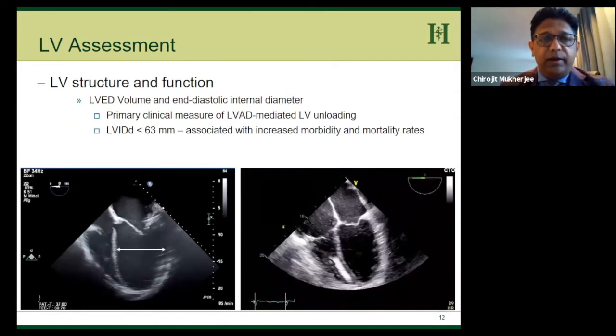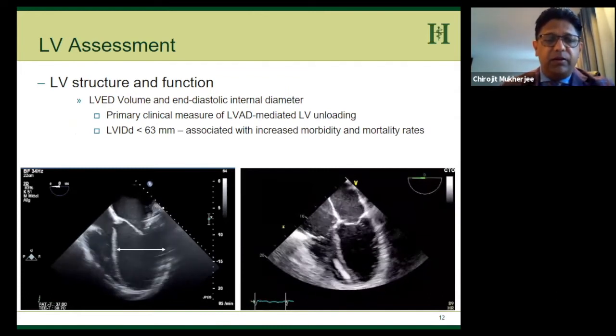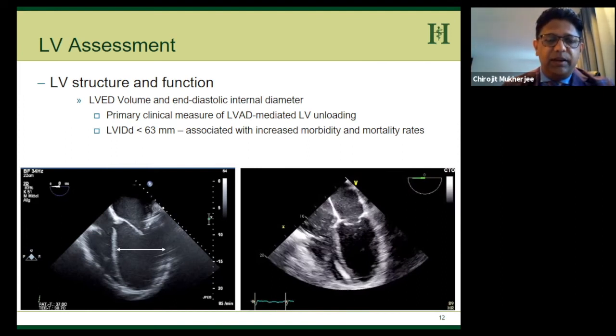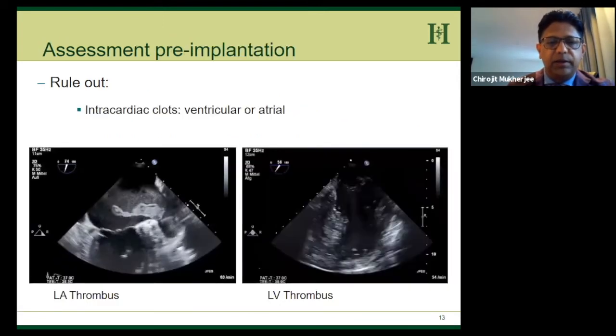If you go by the LV assessment, the cutoff is the left ventricular diastolic diameter. You have to measure the internal diameter in end diastole, and if it is less than 36 millimeters, it is advisable that an LVAD can be implanted. And if you have more, then it is associated with increased morbidity and mortality rates.